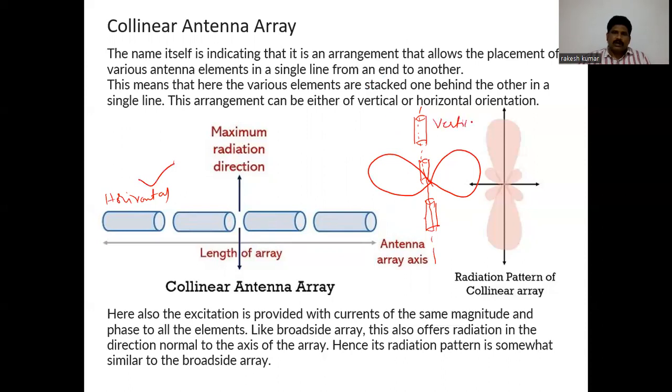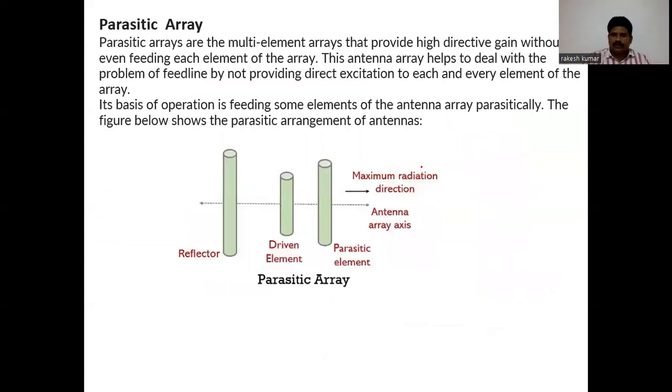Here the antennas are kept in vertical. Okay, so this is similar to the broadside array, where the maximum radiation is perpendicular to the axis of array. Okay, so this is the third one. Okay. So next one, fourth one.